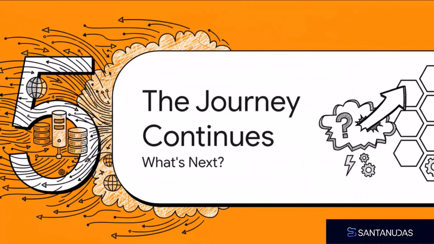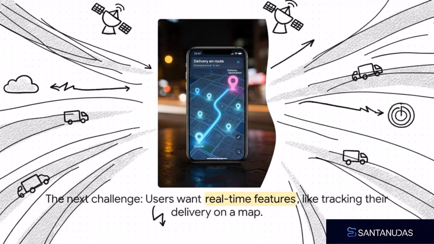And that brings us to our final act. Our system is fast, it's stable, and it's handling a ton of data. But in system design, the finish line, it just keeps moving. The next big challenge is already on the horizon. See, user expectations are always changing. Now, they don't just want their food. They want to see their delivery driver moving on a map in real time. This needs a totally different engineering approach, one built for constant streaming data.